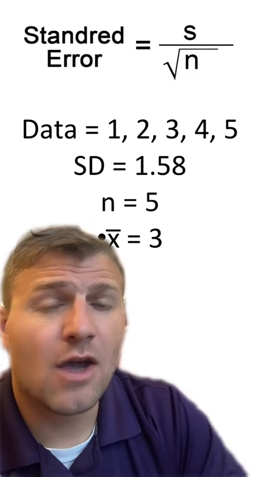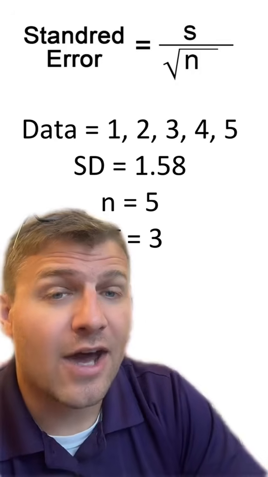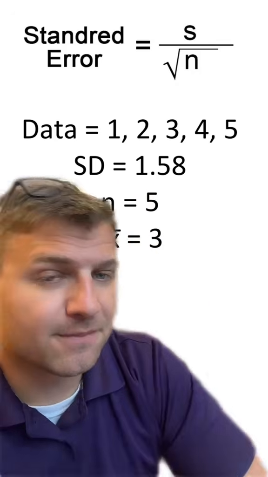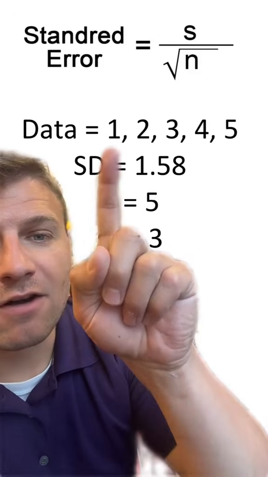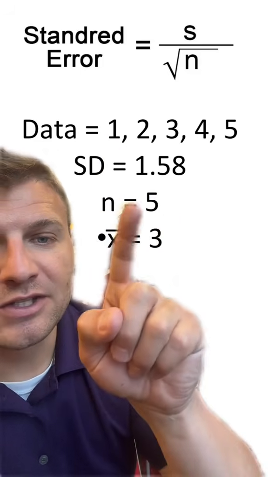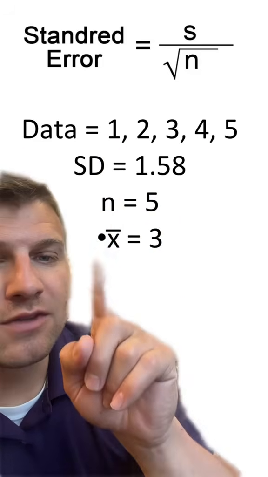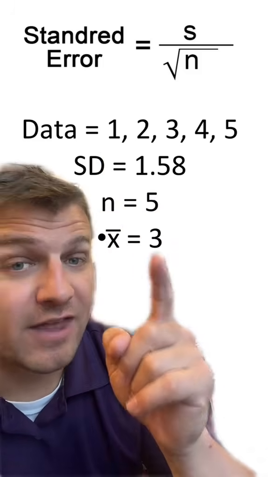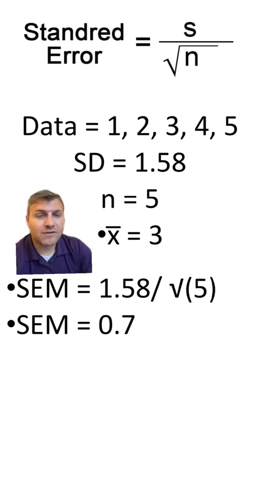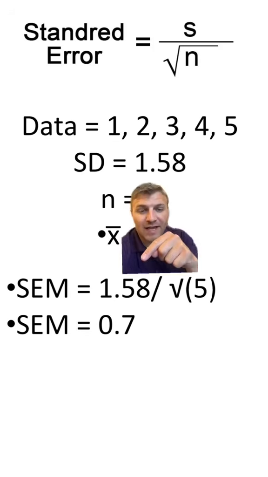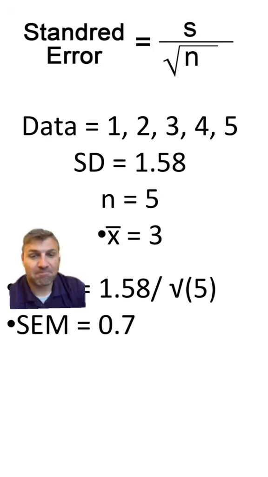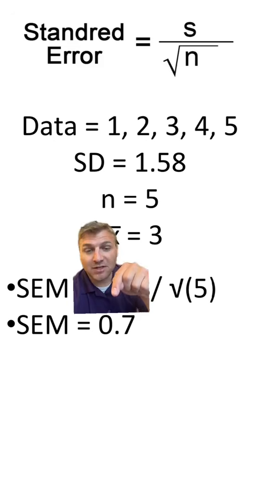So in a previous video, I went over standard deviation and I showed you how to calculate it for this data set. And we calculated that the standard deviation is 1.58. Now, since there are 5 data points, n is going to equal 5. I'm going to remind you that x bar, or the average for that data set, is 3. So all we have to do is just plug in these numbers. So standard error of the mean is 1.58 divided by the square root of n. So the standard error of the mean is 0.7.